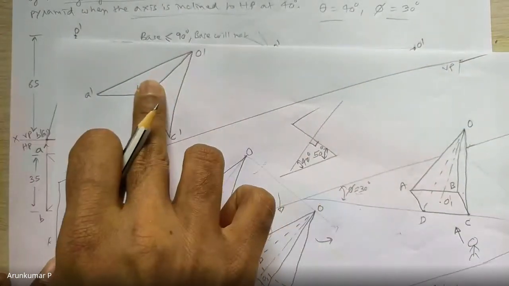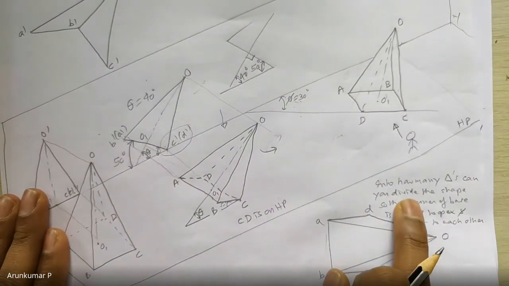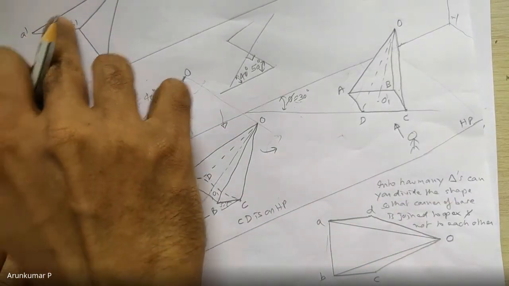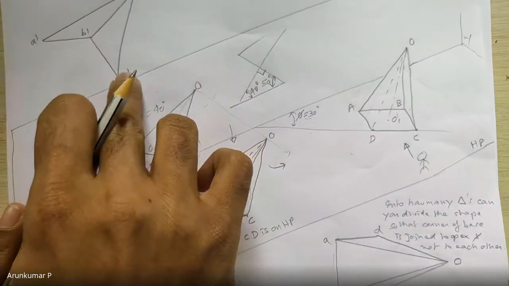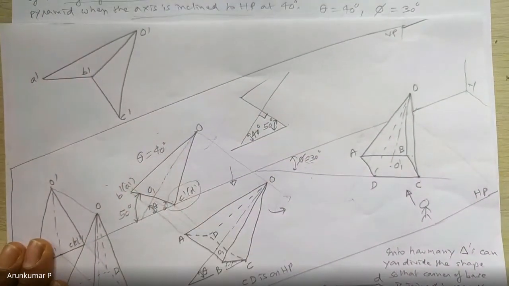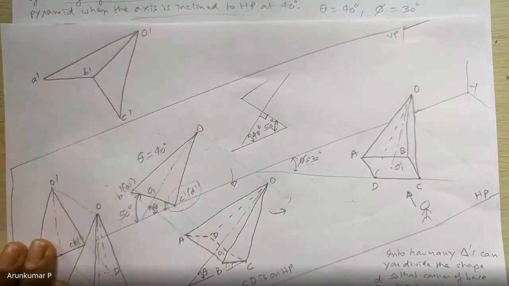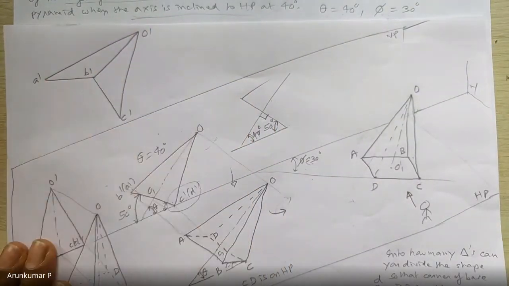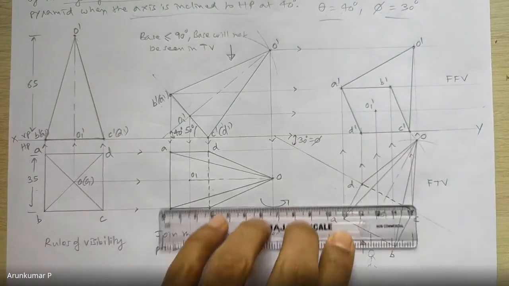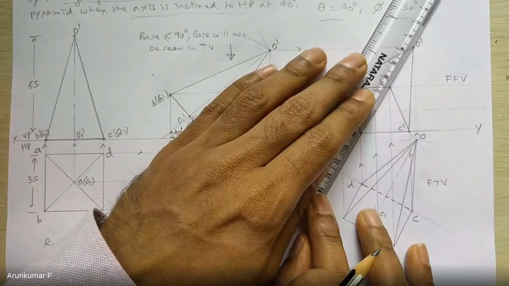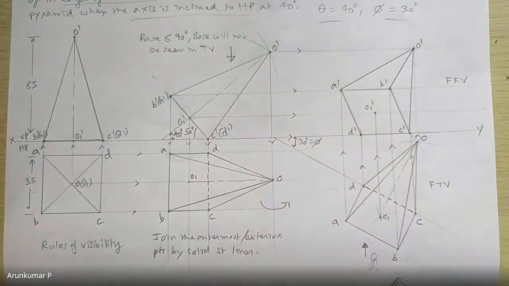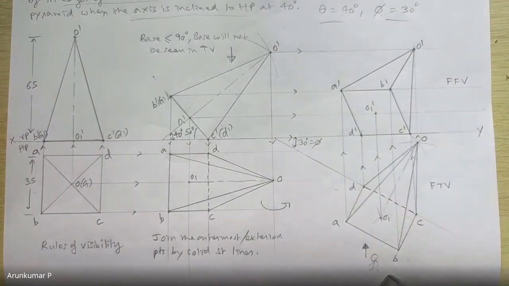If you join O dash B dash, you will be joining the corner of the base to the apex and not to each other. You cannot join A dash to O dash because it's already joined. You cannot join C dash to O dash because it's already joined. So what can you join? B dash to O dash. That's it. So by joining this, you are dividing into 2 triangular faces. That completes your front view. Join O dash to B dash. Done. So this means in the final front view, you are seeing 3 entities.